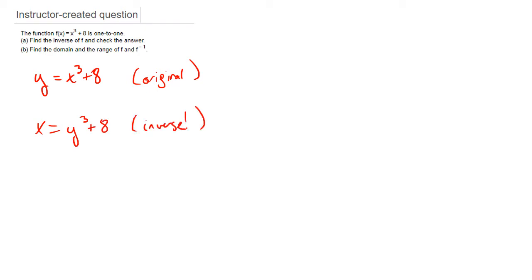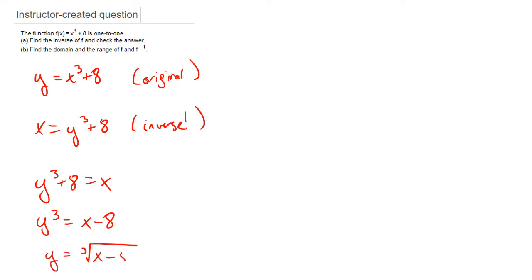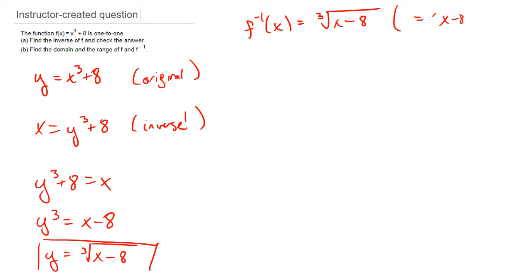Now all we have to do is solve this for y. Well, if we have y cubed plus 8 is equal to x, I've merely reversed right and left. I can subtract 8 from both sides, and then I can take the cube root. So here is our inverse function. So for part A, I can say f inverse of x is the cube root of x minus 8. If you prefer, you can call this x minus 8 to the 1/3 power. Just as good.